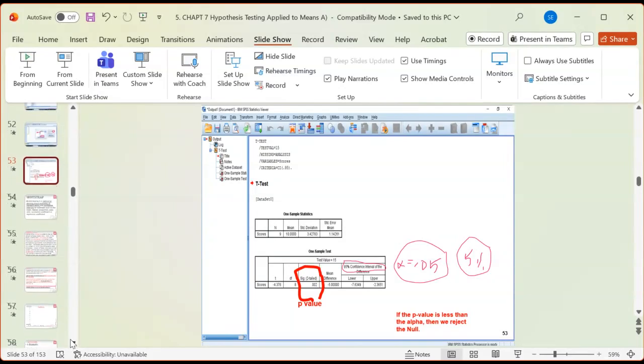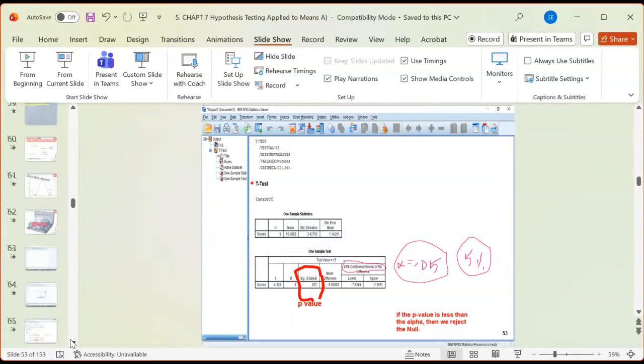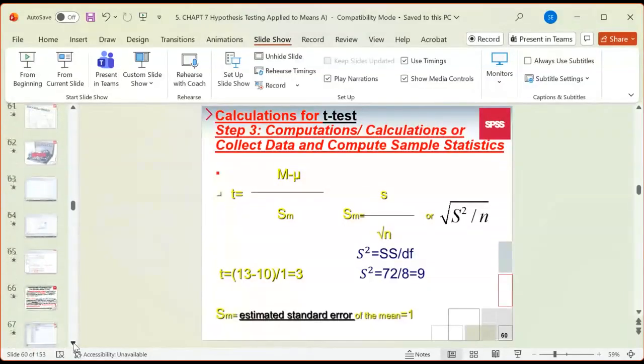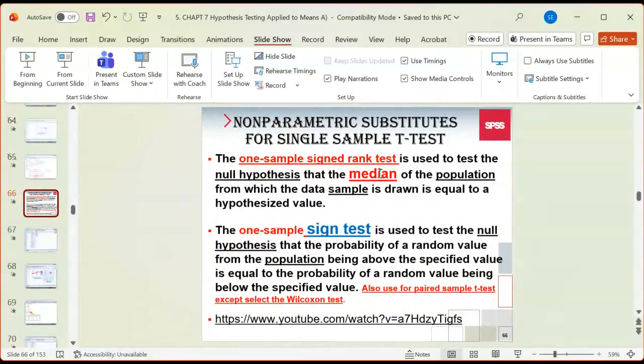Now, again, that's the formula. Let's do the non-parametric test. Once again, the non-parametric substitute for single sample t-test is called sign test. You can always read these. You have access to PowerPoint, and also there's a link that helps you. So how do we do that?